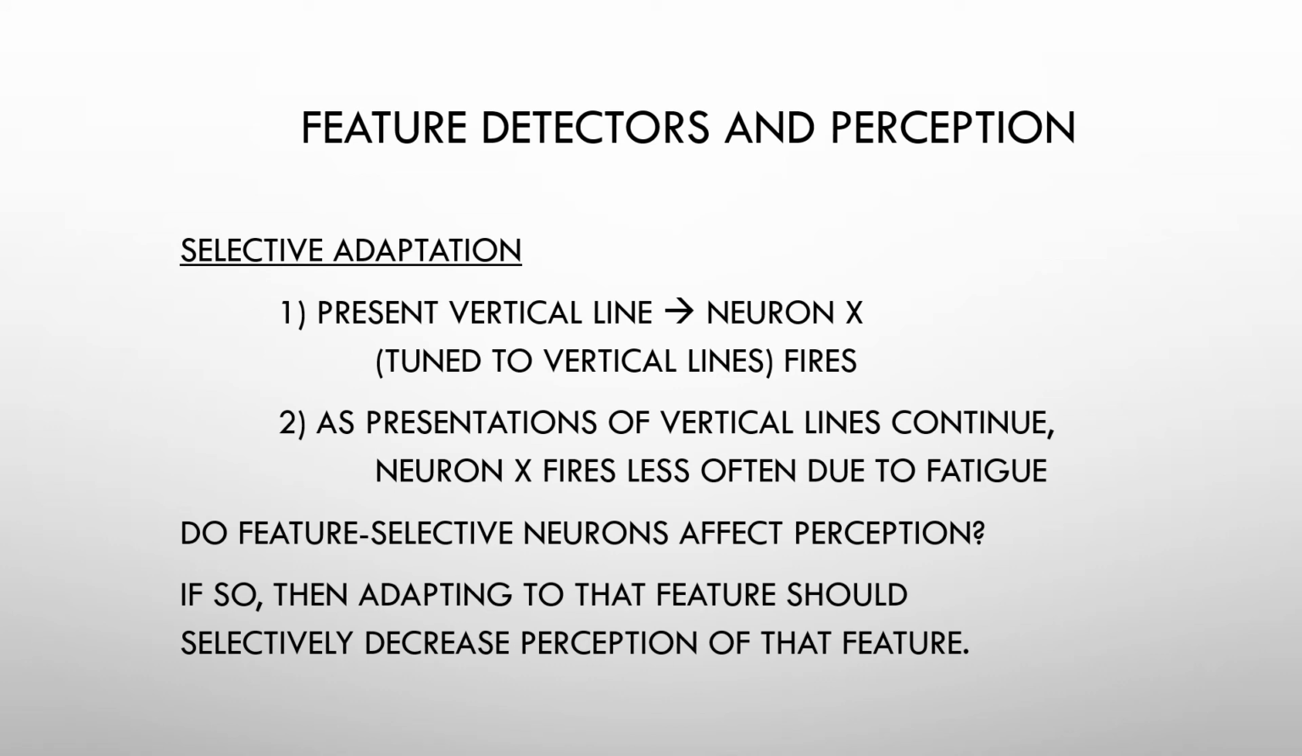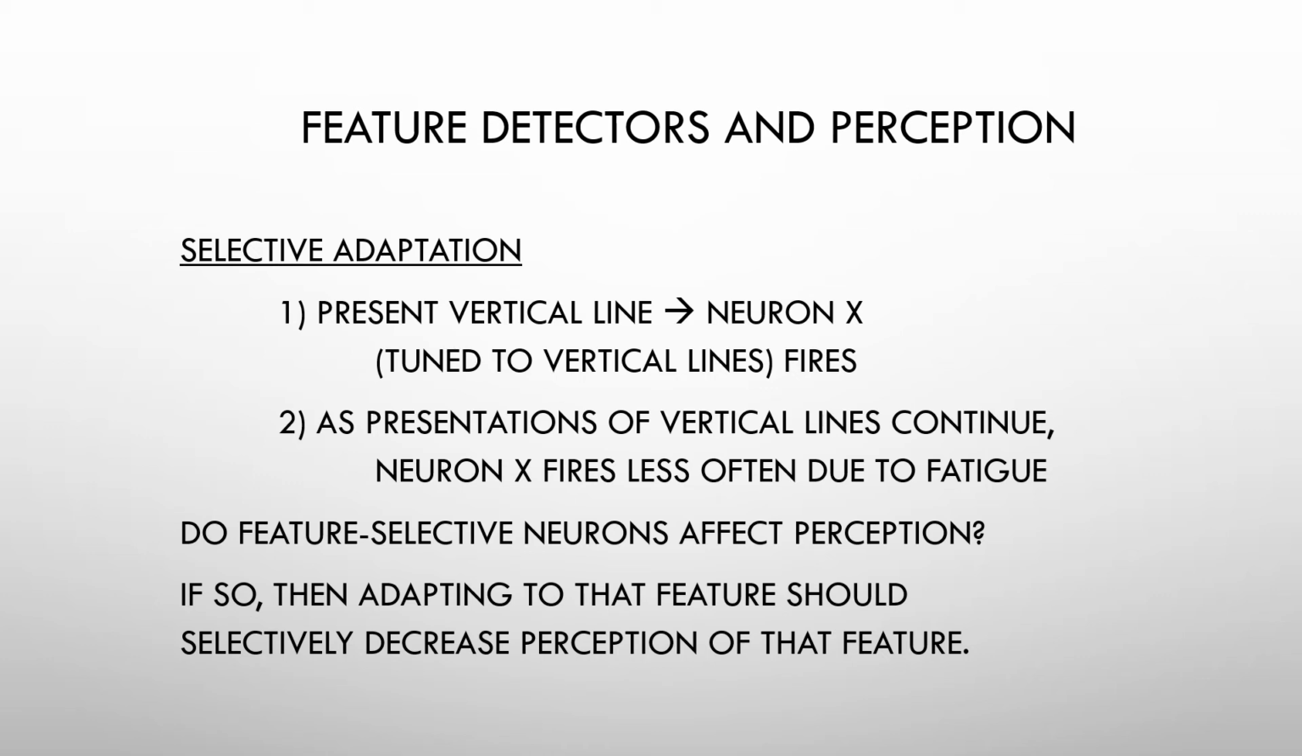So a selective adaptation study looks like this, and this is an example. We're going to do this with vertical lines, oblique lines, horizontal lines, all kinds of lines, but I'm just going to give you an example of a vertical line. We present a vertical line. Neuron X, which is tuned to vertical lines, is going to fire. As we continue to make presentations of the vertical line in that particular part of the visual field, neuron X is going to fire less often due to fatigue.